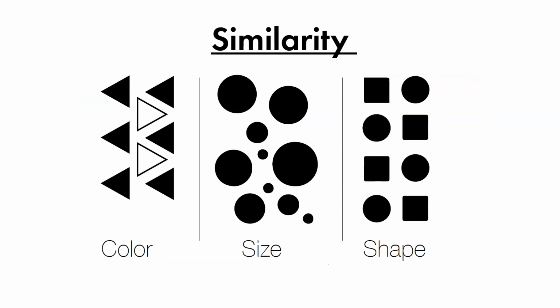In these examples, we have different variations of similarity. On the left-hand side, we have color, those black and those with a white and black stroke appear to be together. In the middle, we have size. Those smaller and bigger circles also appear to be together. On the right-hand side, we have shapes. They appear to make a pattern.